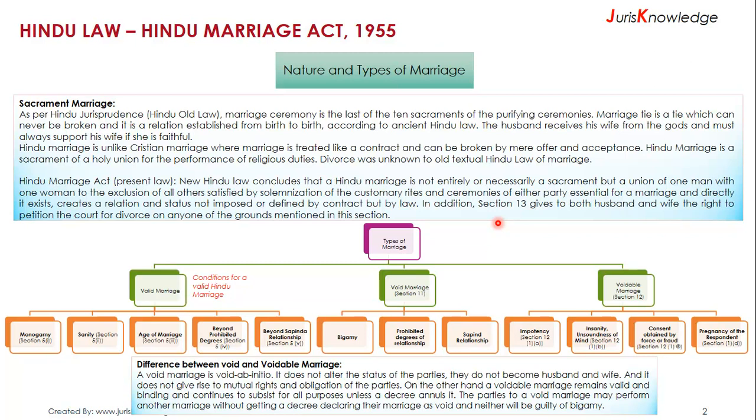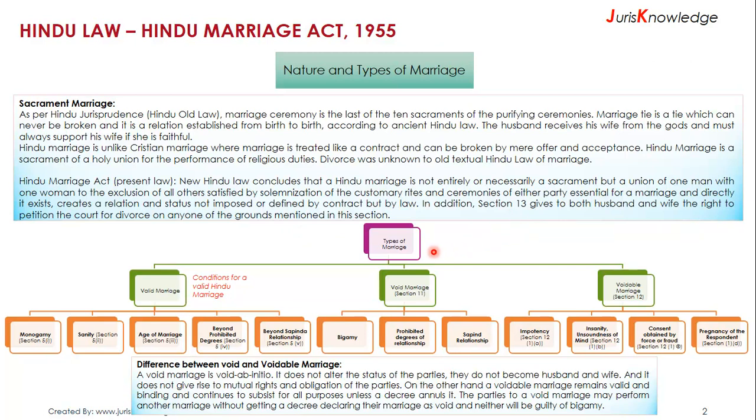satisfied by a solemnization of the customary rites and ceremonies of either party, essential for a marriage, and directly it exists, creates a relation and status not imposed by or defined by contract, but it is defined by law. In addition, Section 13 gives to both husband and wife the right to petition to court of divorce on the grounds mentioned in this particular section, which is section 13.